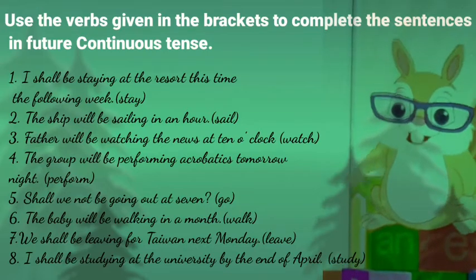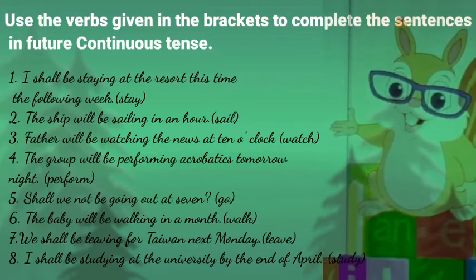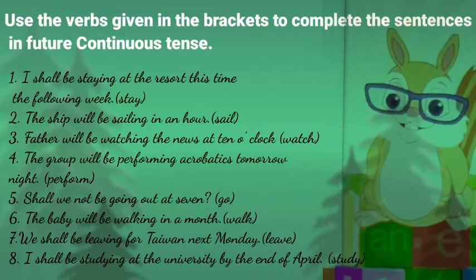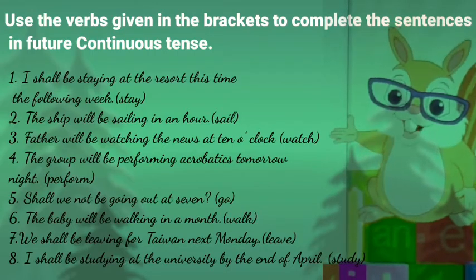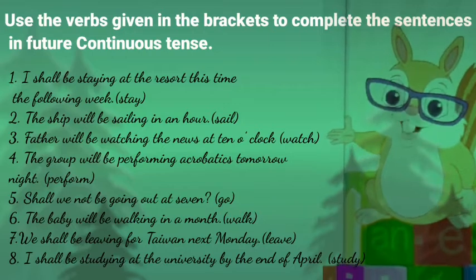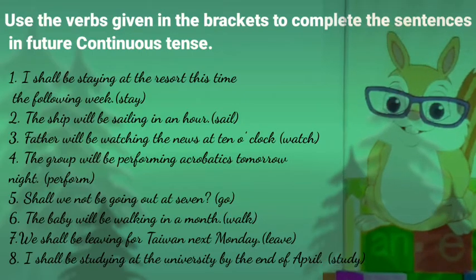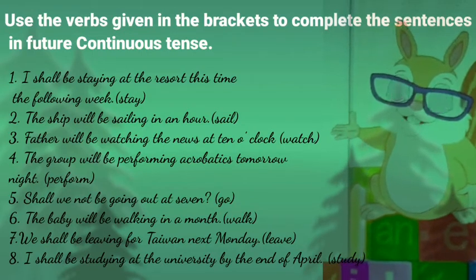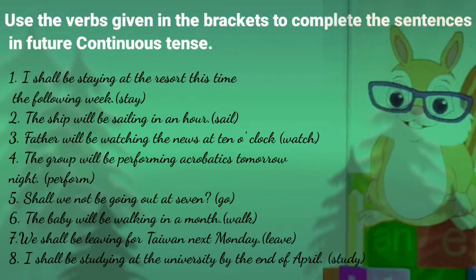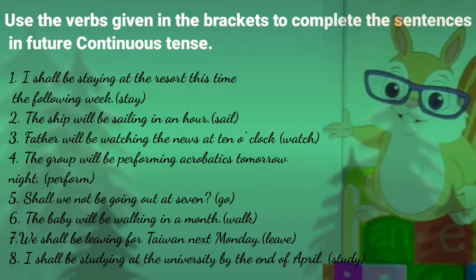The group dash acrobatics tomorrow night, and the verb is perform. For perform, we will use ing form with it. It will be performing. For the group, we will use will be. So the correct answer is the group will be performing acrobatics tomorrow night.